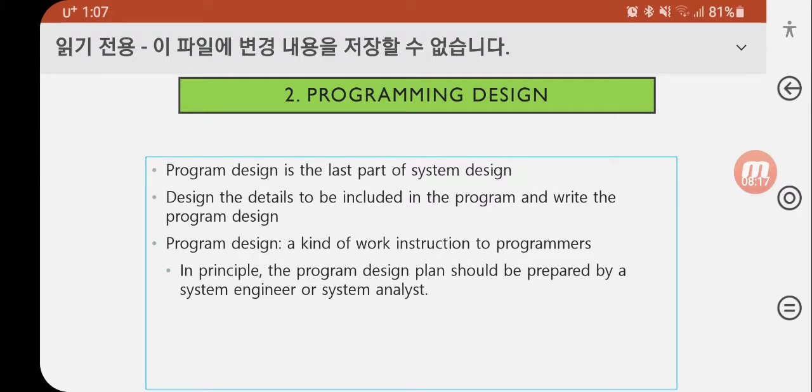Program design is the last part of system design. This is the design of the details to be included in the program, and writing the program design. So, program design is a kind of work instruction to programmers. In principle, the program design plan should be prepared by a system engineer or system analyst.